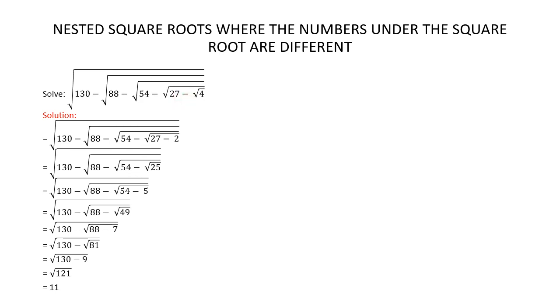27 minus 2 is 25. So square root of 25 is 5. 54 minus 5 is 49. Square root of 49 is 7. 88 minus 7 is 81. Square root of 81 is 9. 130 minus 9 is 121. So square root of 121 is 11. So the final answer is 11.